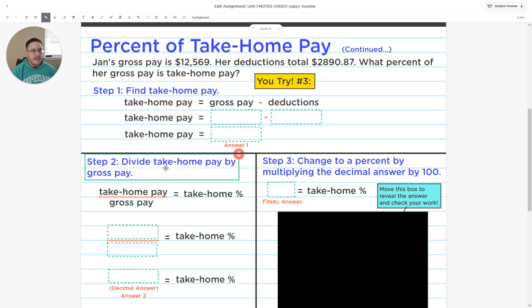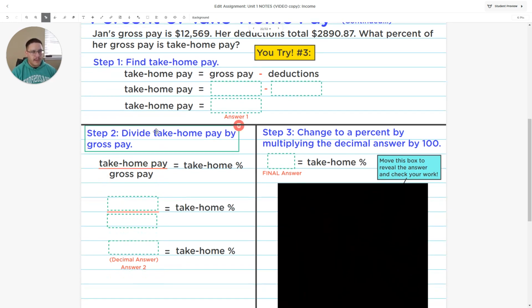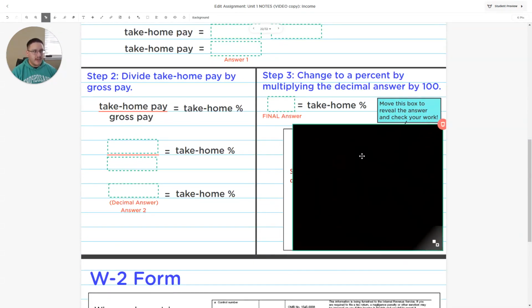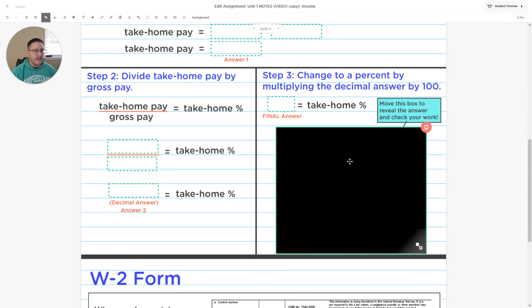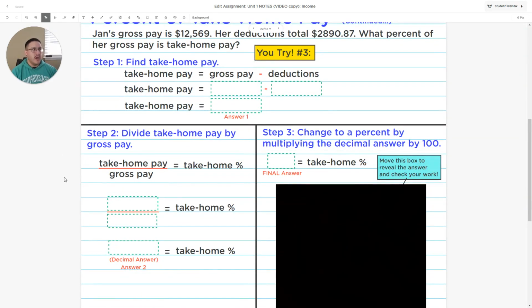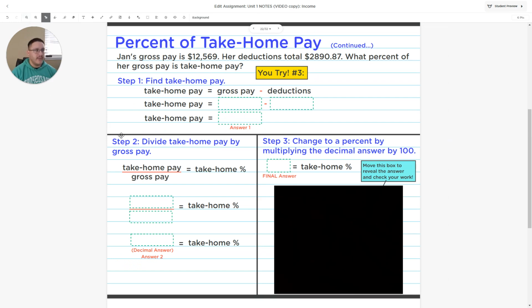Step 2. Divide the take-home pay by the gross pay. Again, follow along and then get your decimal answer. And then finally change it to its percent form, and that'll be your final answer. If you're following along in ClassKick, you can move these boxes to check your work and see if you're doing everything correctly. So at this moment, I would like for y'all to pause the video, try this problem on your own, see if you can figure it out. Otherwise, I'm going to continue on and show y'all how to do this.